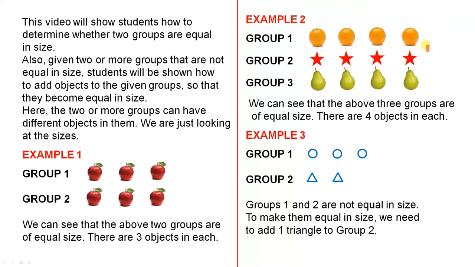Example 2, there's group 1, group 2 and group 3. We can see that the above three groups are of equal size. There are four objects in each.